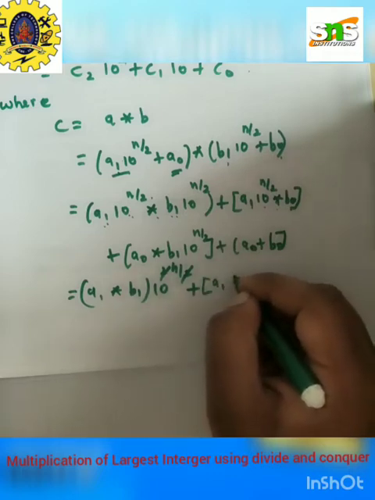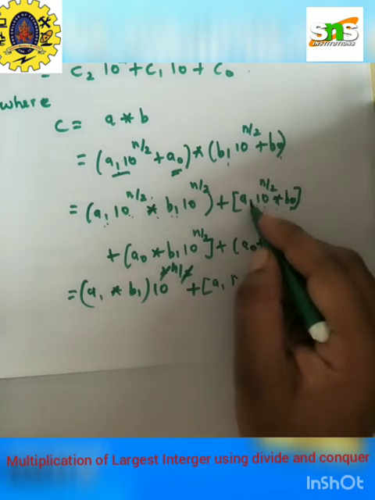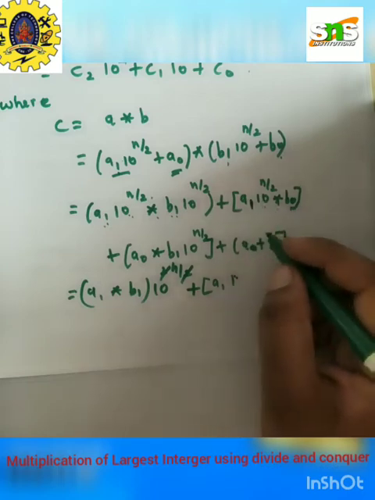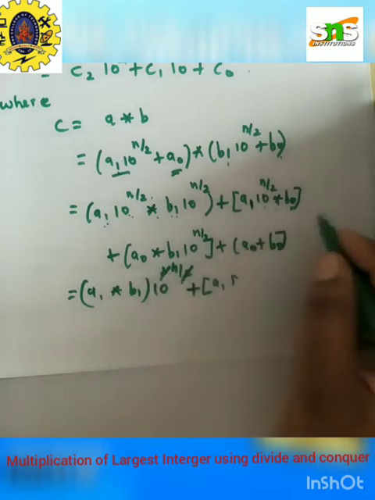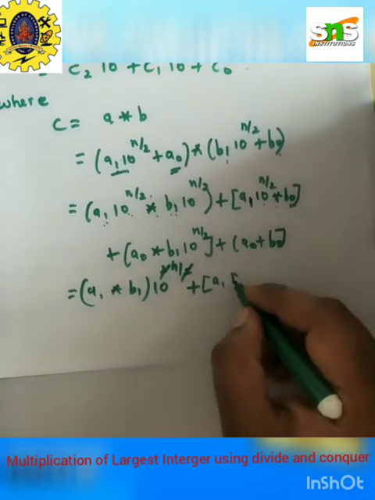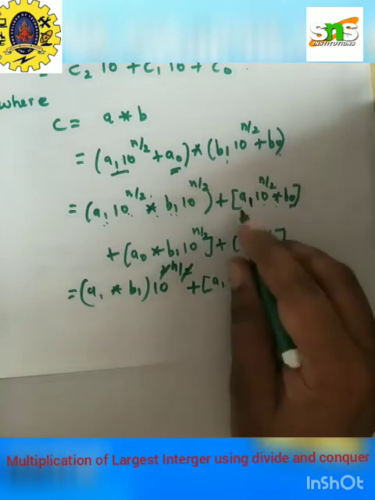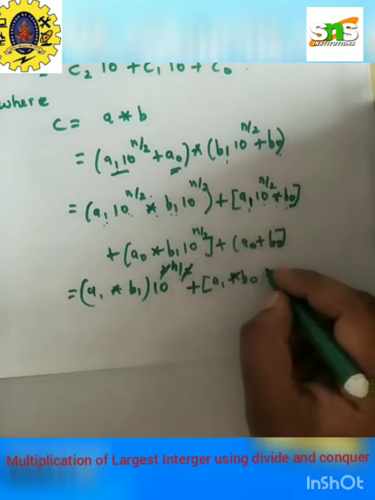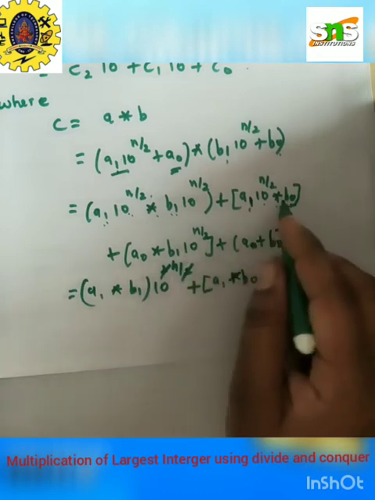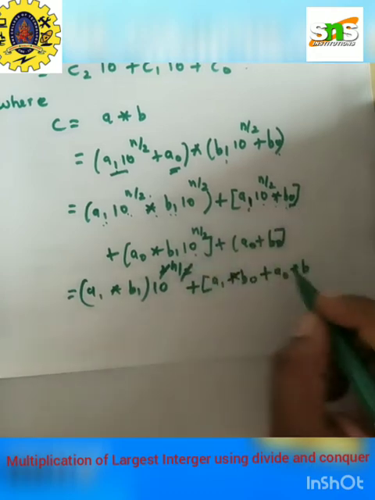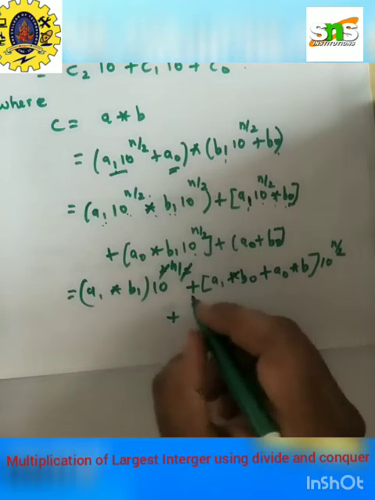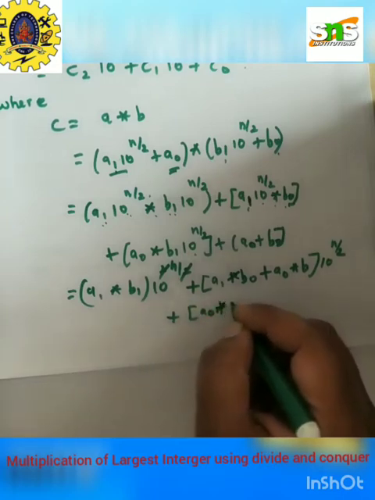So a1 star b naught. This term we can write as a1 star b naught, and plus a naught star b1, and from these multiplications we take this one as a general term, 10 power n by 2, plus a naught into b naught.